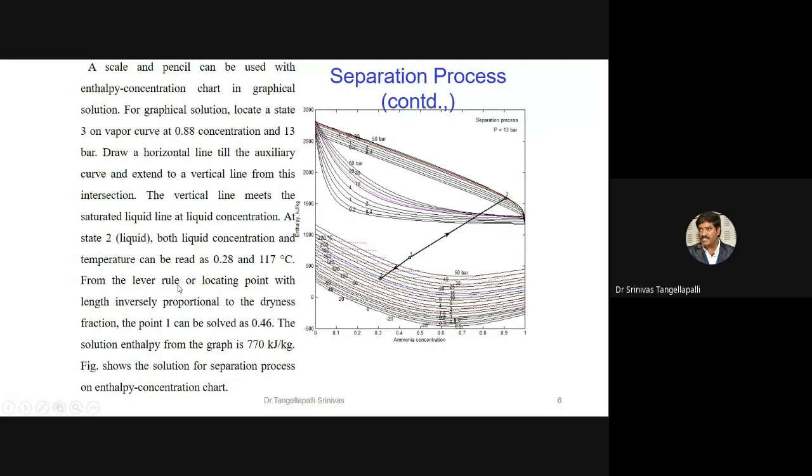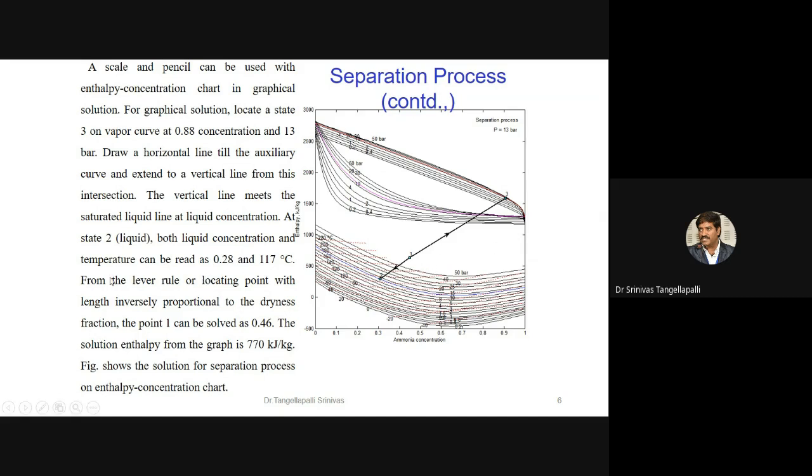From the lever rule, we can find the mass. After that, you have to join this point. Join 2 and 3, and you will get a straight line. What we are able to read here is the liquid concentration 0.28, and the vapor concentration is already given as 0.88, and the temperature of the process is also 117 degrees centigrade. What is unknown here? The lever rule we have to solve to get the unknowns here.